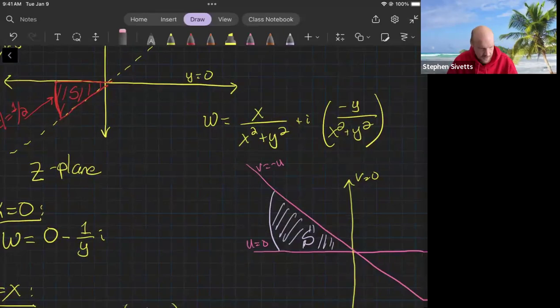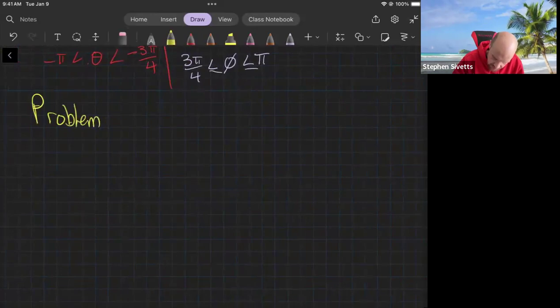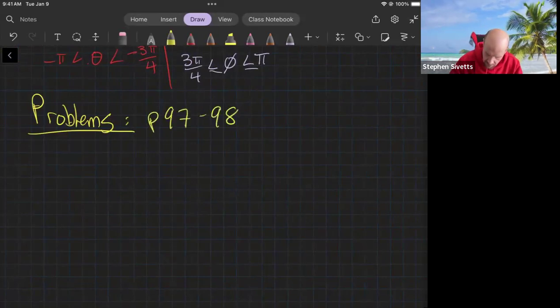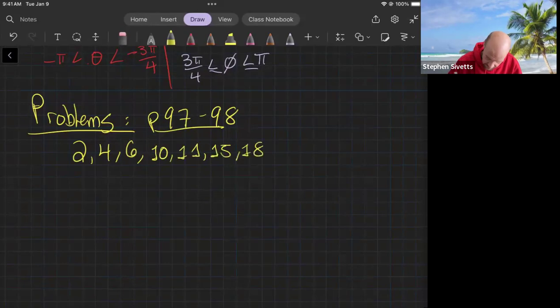Okay. So hopefully that made sense. I want you to work out these problems to check comprehension. As always, just let me know in the comments if you have questions. So page 97 through 98. Also, I included a link of the free textbook in the description of this complex analysis playlist. Problems 2, 4, 6, 10, 11, 15, and 18.